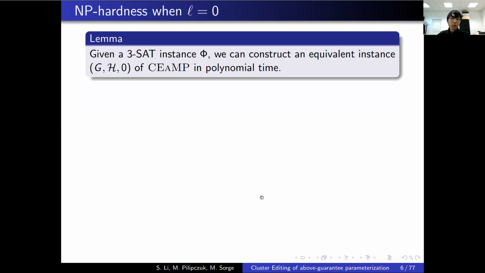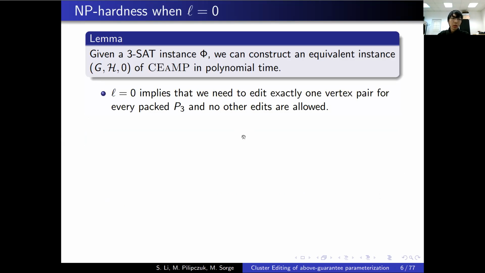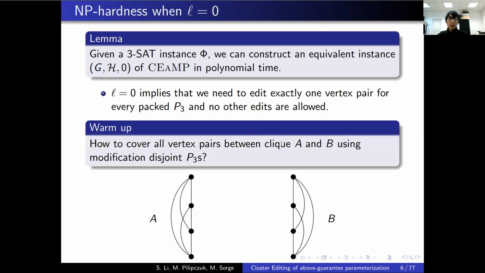First, we introduce our NP-hardness reduction. Our NP-hardness reduction starts from a 3-set instance. We will show that we can construct an equivalent instance G, H, 0 of CEAMP in polynomial time. Here, L equals 0 implies that we need to edit exactly 1 vertex pair for every P3 in the packing, and no other edits are allowed.